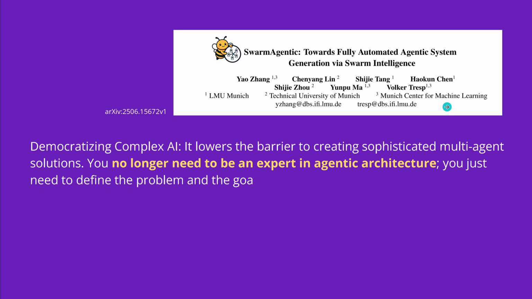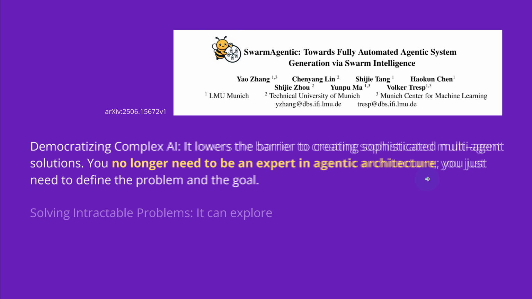Not only that, they forgot to fill up the GitHub repo that they claim they would publish, so not until now. I hope when you see this video, they will have all the data. But okay, they promise us something beautiful: democratizing complex AI. You no longer need to be an expert in agentic architecture. You just need this program.